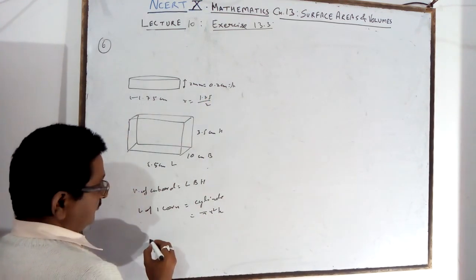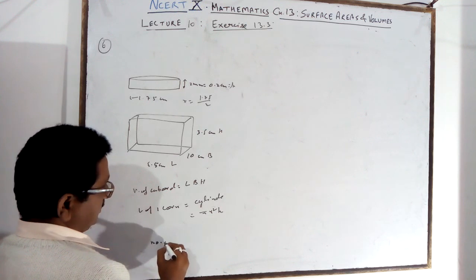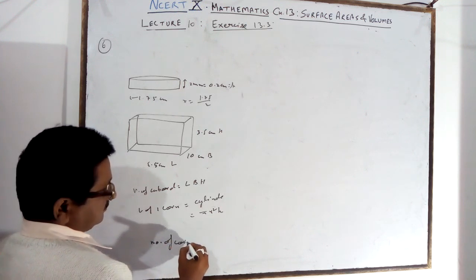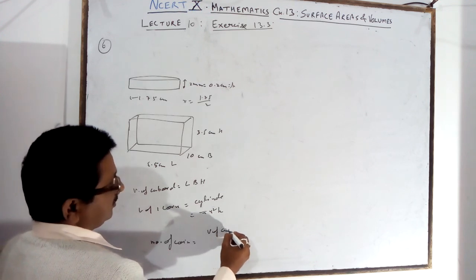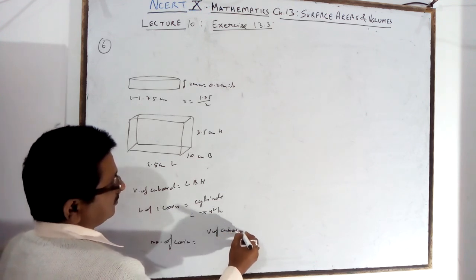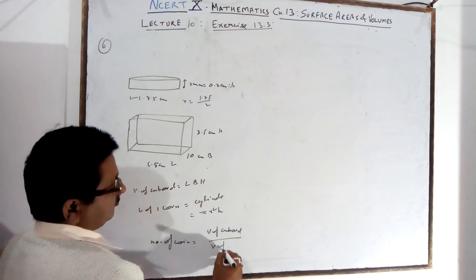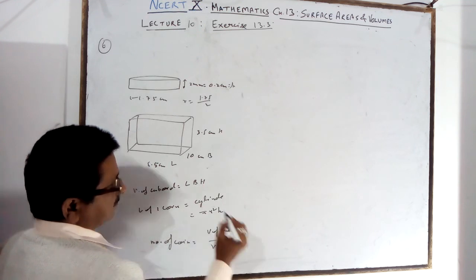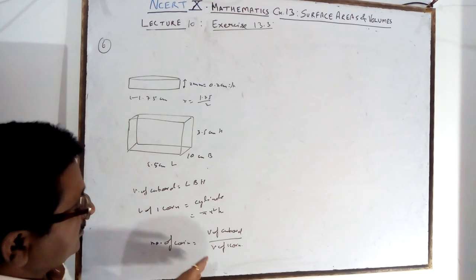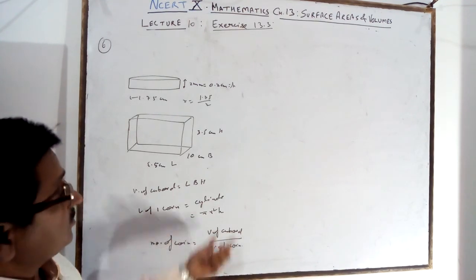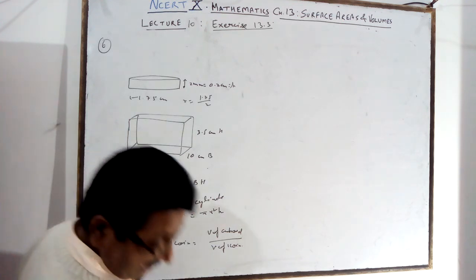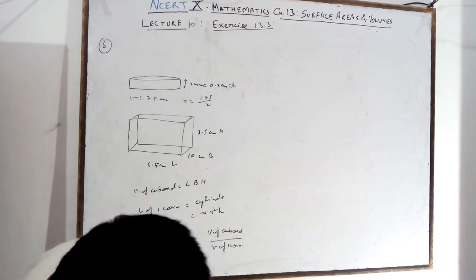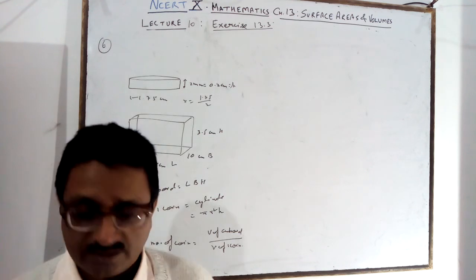So number of coins is equal to volume of cuboid upon volume of one coin. Let the number be n, and you put the values accordingly. Pi is not given, so you will put the values according to yourself.